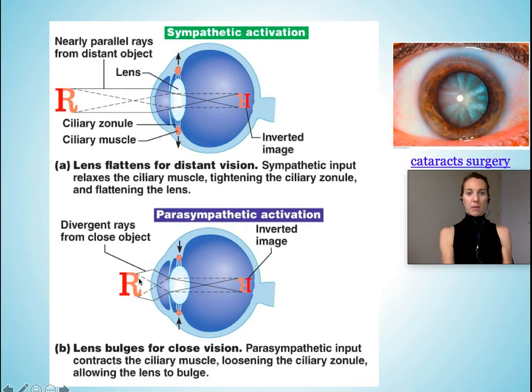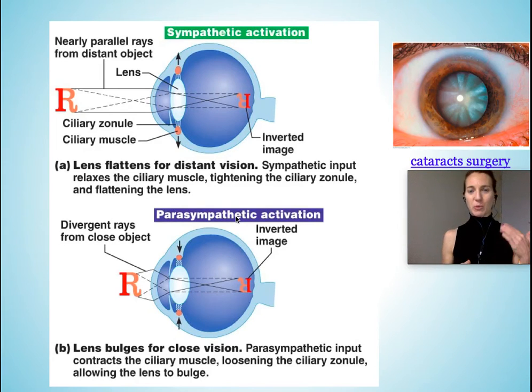Now, if we're looking at something up close, then it's going to be just the opposite. We'll see that those muscles are actually going to contract. The lens will bulge, and it will in turn allow that object to be focused also on the back of our retina.